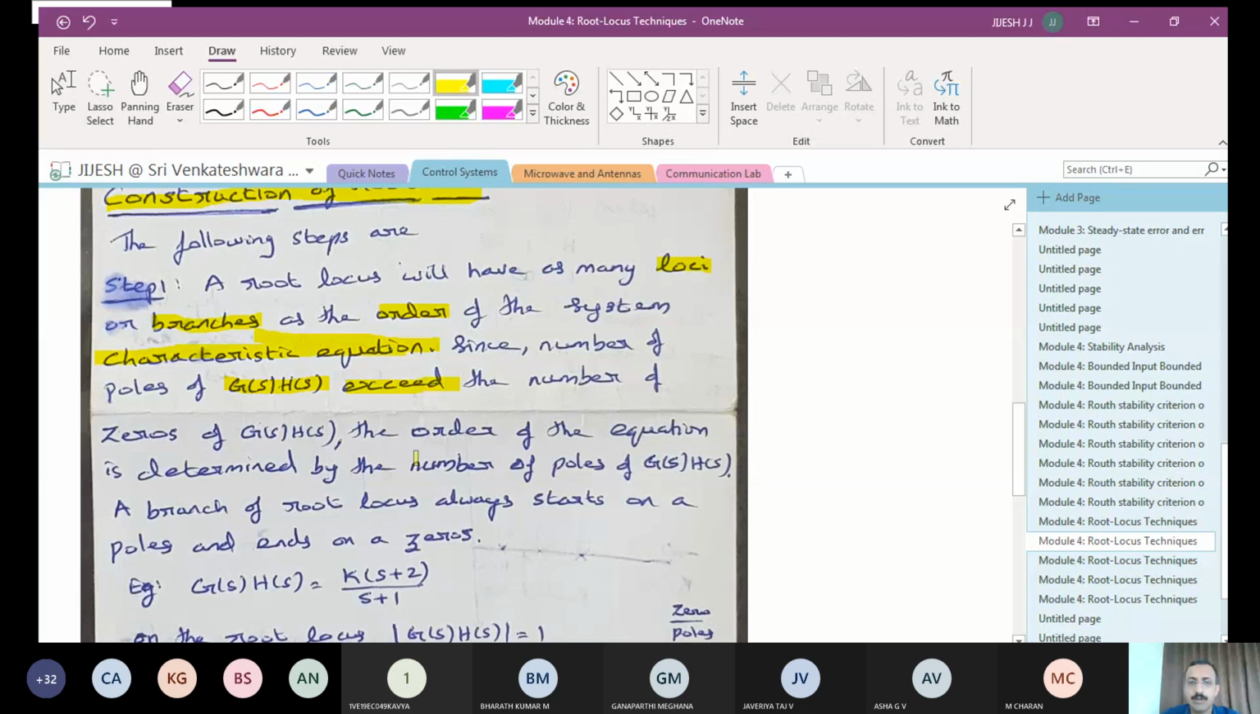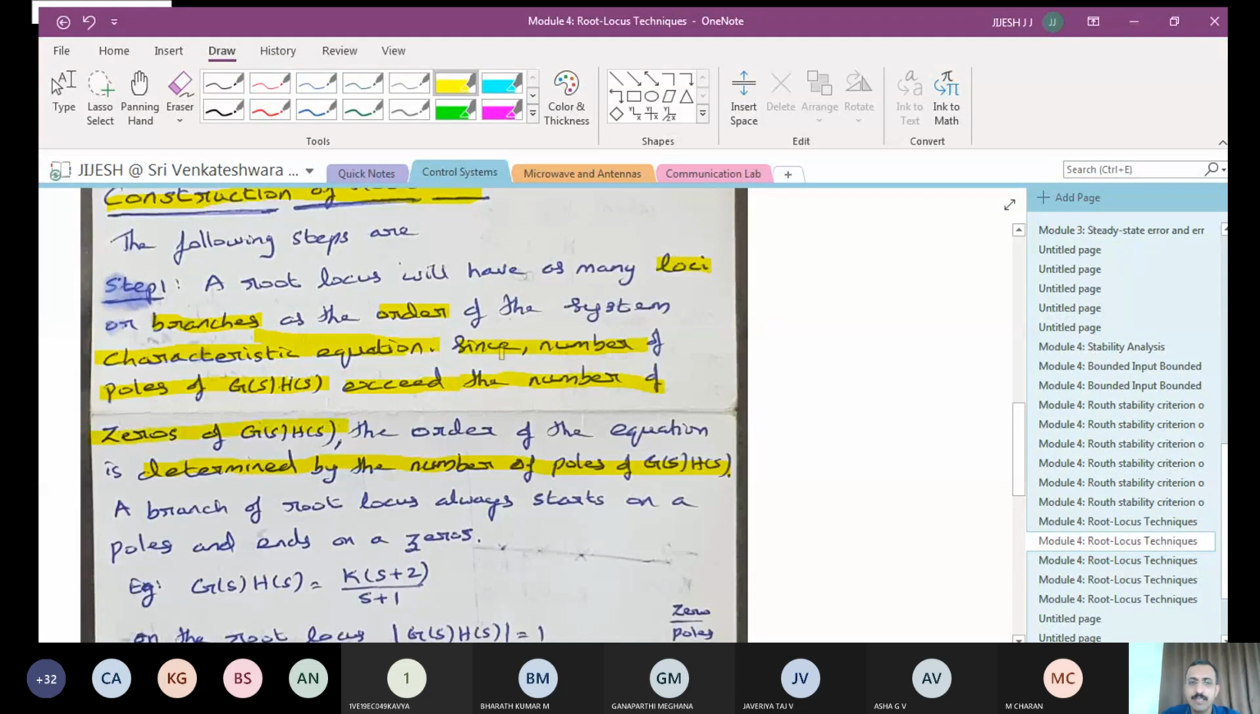So this point is very important for you to understand. You will be having the characteristic equation and you will be finding out how many poles are there and how many zeros are there. So mark it, underline this sentence. This is very important for you to understand. We'll be using these things further.